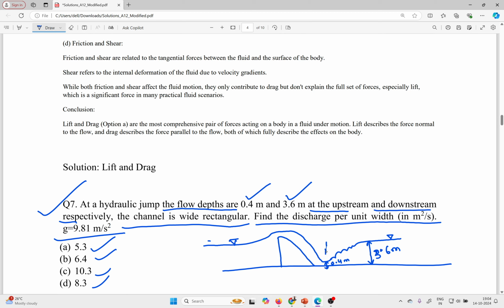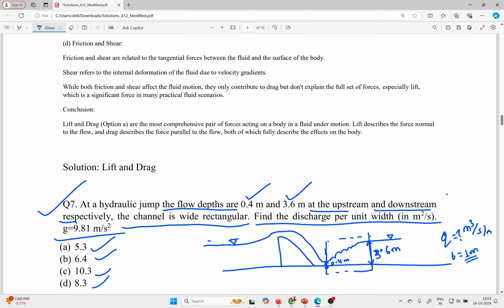So this is our study location. By using these two things, we need to calculate a small q, that is in meter cube per second per meter. Here the width b is 1 meter, which is given already. Remember, please.